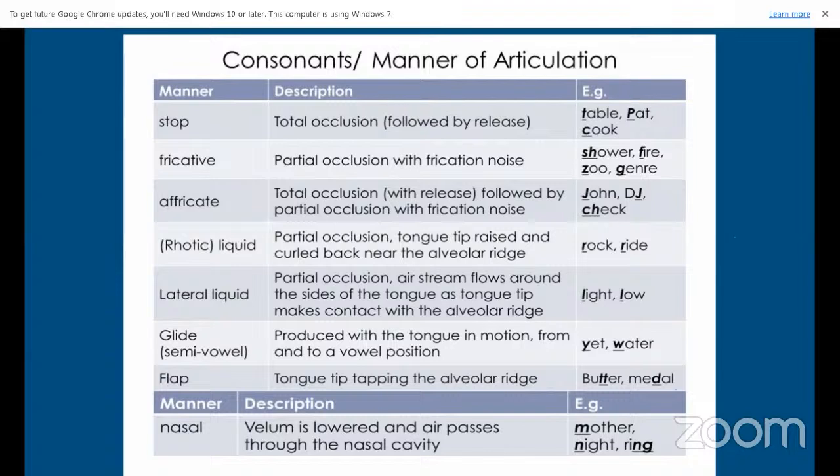It is released slowly. For example, chair. Did you notice? You're stopping and releasing also. Jail. Can you see that? Yes, ma'am. Yeah. And there is a slow release.